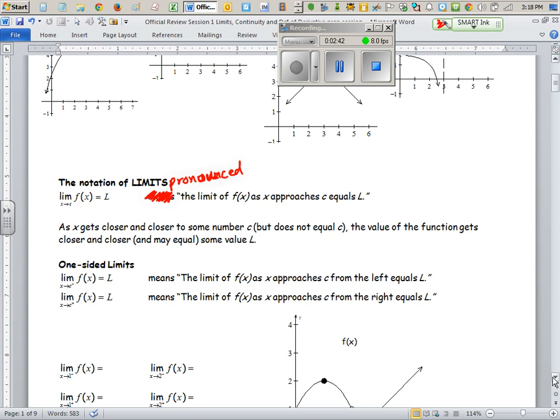As x gets closer to some number but does not equal that number, the value of the function, that means the y values, gets closer and closer to some value. We have the left and right notation, the minus and the plus. Let's look at the next picture.